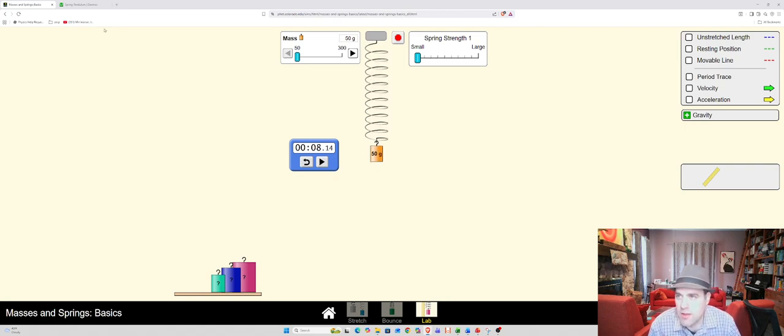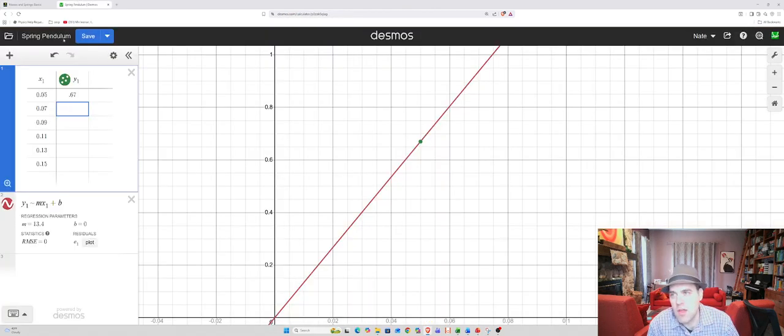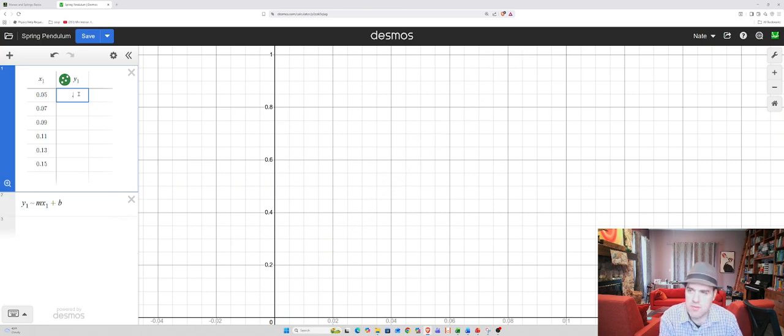When we go over here to Desmos, you'll notice a couple of things. First of all, this says 50 grams, but we need to convert that to kilograms. To go to kilograms, we divide by 1,000, and that arrives at a mass of 0.05 kilograms. So this is 50 grams, 70 grams, 90 grams, 110 grams, and so on.